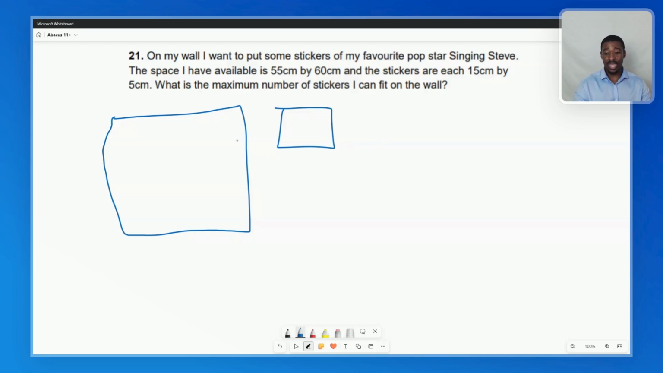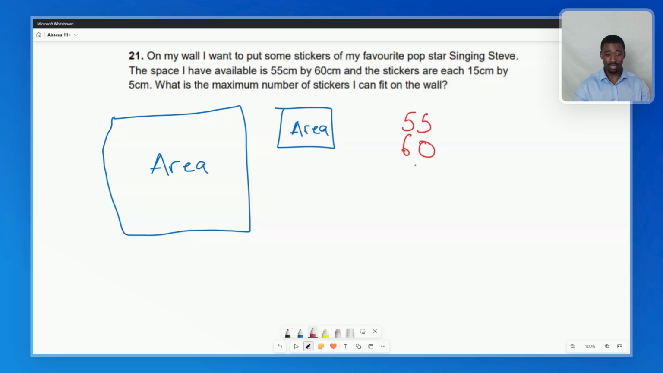So we need to work out the area of each of these two bits and bobs. So the area of the wall, and then the area of the stickers. And then we can simply divide the area of the wall by the area of the stickers to work out how many of these stickers can fit onto the wall. So let's start with the area of the wall. We have 55 times 60.